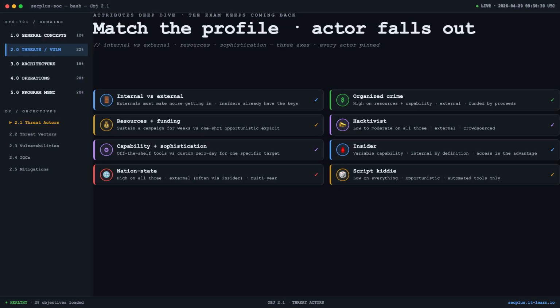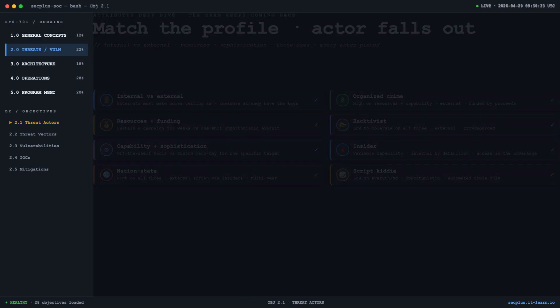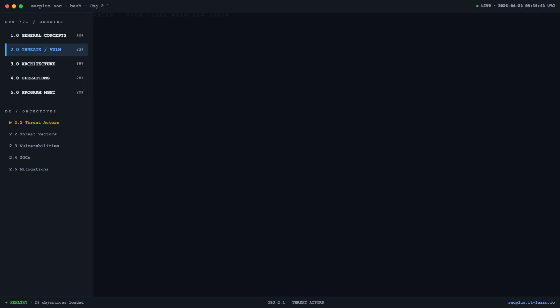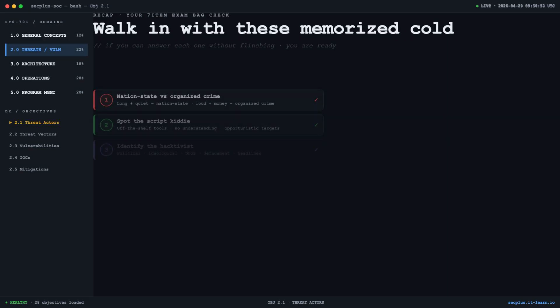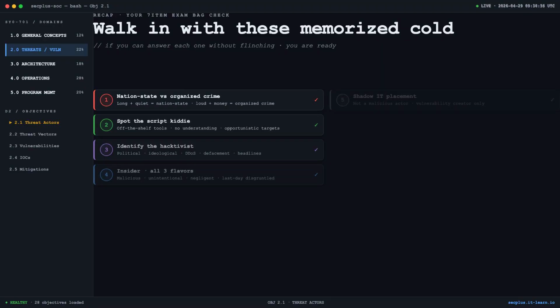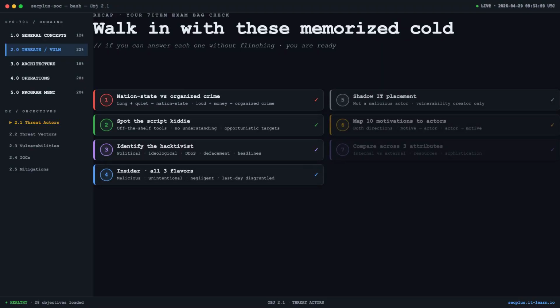Time for the recap, action checklist style. When you sit down at the exam and you see domain 2 questions, here is your bag check. 1. Can you separate nation state from organized crime? Long-term and quiet equals nation state. Loud and money-driven equals organized crime. 2. Can you spot the script kiddie? Off-the-shelf tools, no understanding of what they do. Opportunistic targets. 3. Can you identify the hacktivist? Political or ideological motive, DDoS or defacement, headlines as the goal.